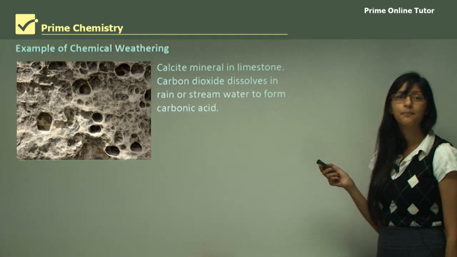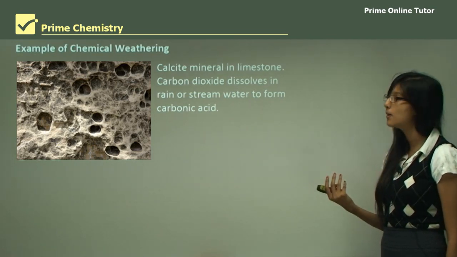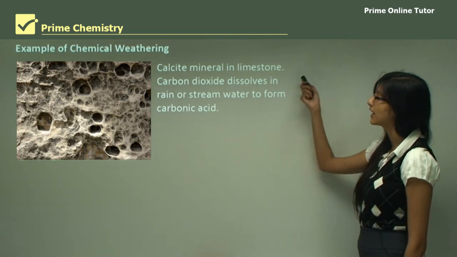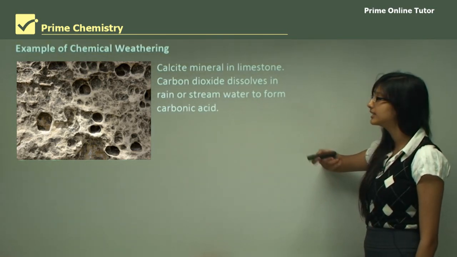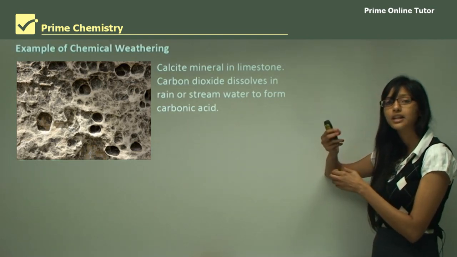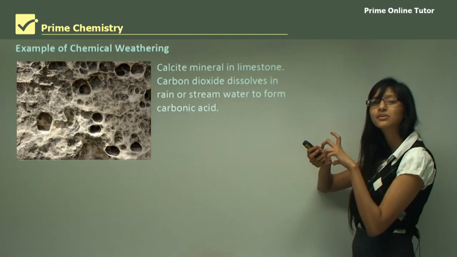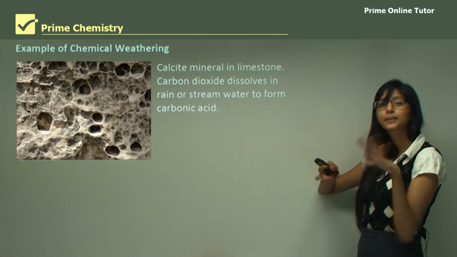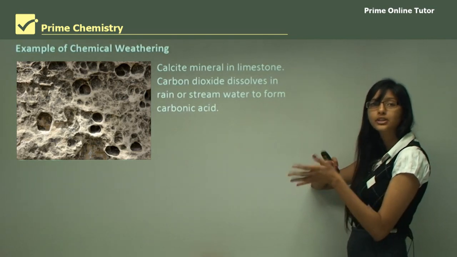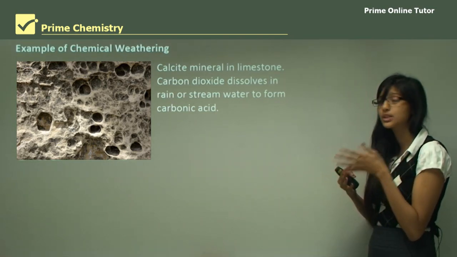So let's look at an example of a chemical weathering. Because it's chemical weathering, we want a new substance to form. So let's see how that works. Calcite mineral is found in limestone. Carbon dioxide dissolves in rainwater, because again, if you collect rainwater and measure its pH with a pH meter, you will see that the rainwater is quite acidic. It will have a pH around 5.6 or 5.4, whereas the pH of neutral pure water is 7. So therefore, rainwater is quite acidic.